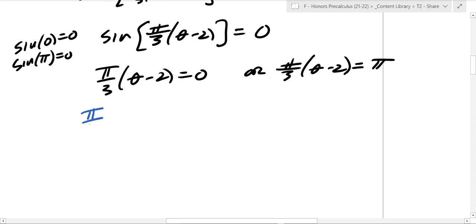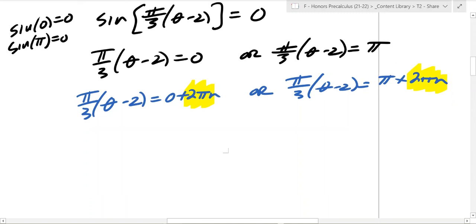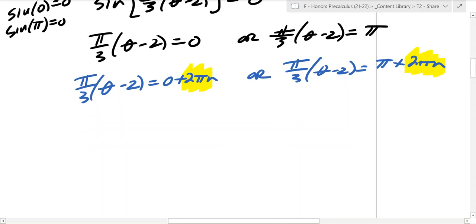So really it's pi over 3 times theta minus 2 equals 0 plus 2 pi n, or pi over 3 times theta minus 2 is equal to pi plus 2 pi n. Sorry, I missed the 2 on the right hand side here, 2 pi n. You do this immediately after the inverse goes away, before you do any simplification. Now you do the simplification.